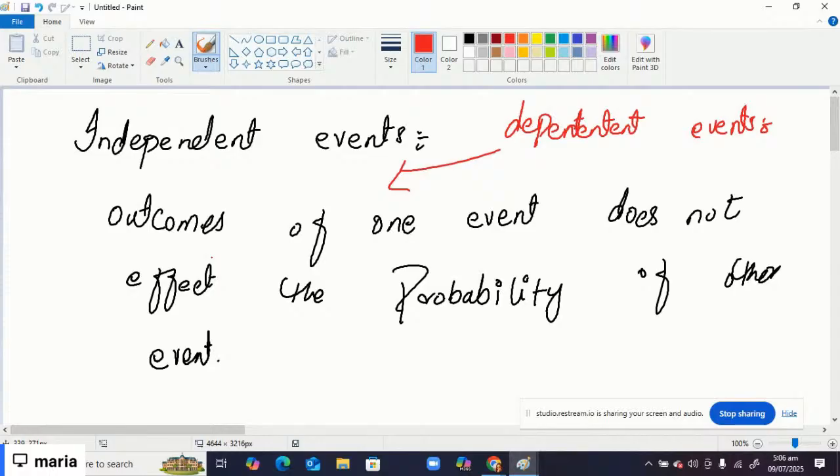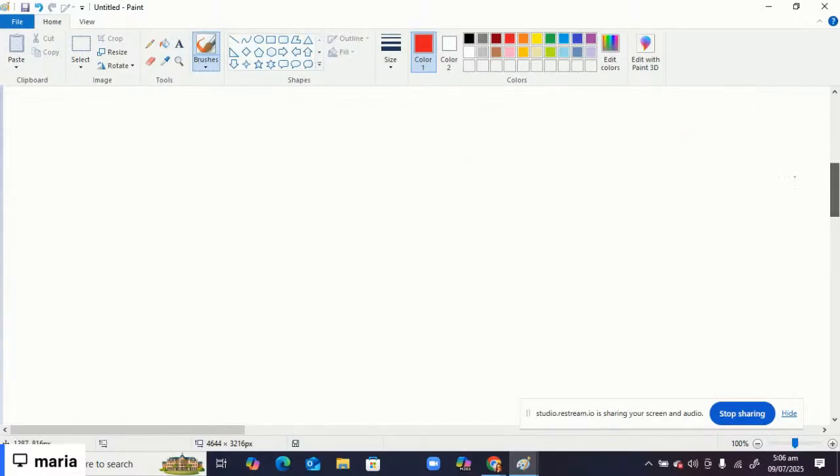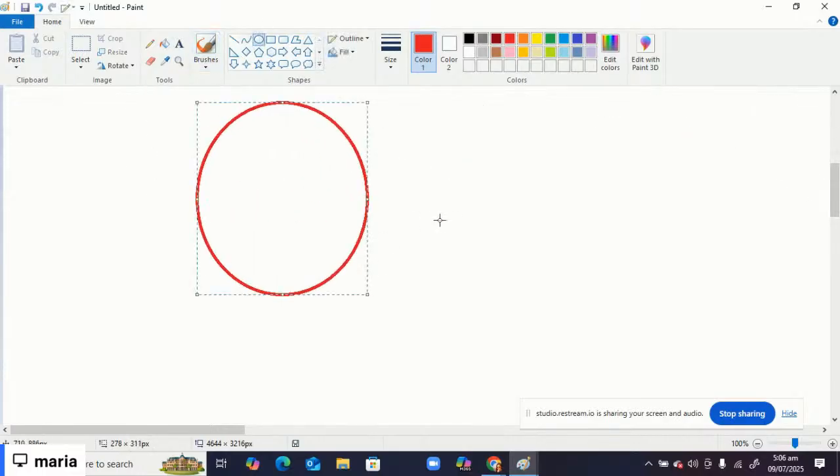Let's suppose, for example, here is a coin. I'm going to toss a coin and then roll a die. The result of the coin toss does not change the probability of rolling any particular number on the die. When we calculate the probability of both independent events occurring, you multiply their individual probabilities. This is independent events.